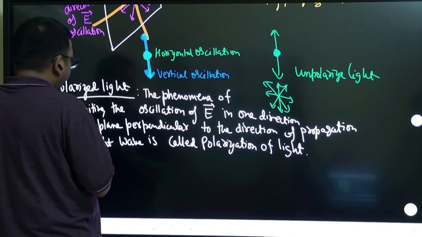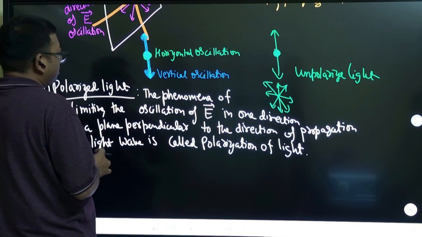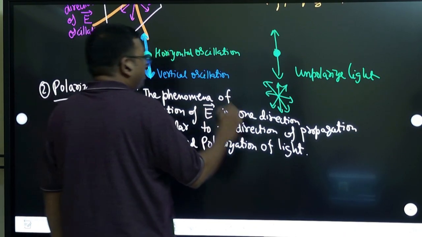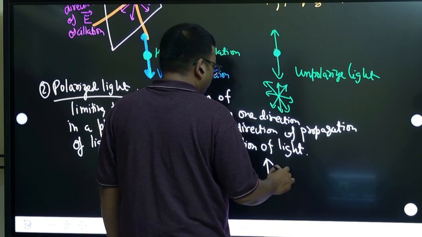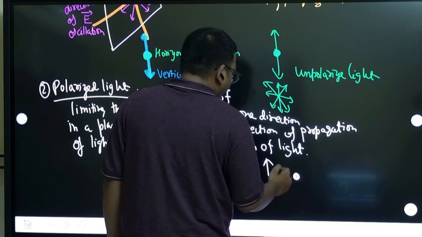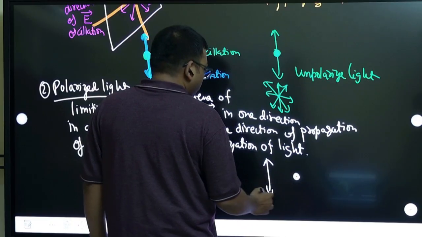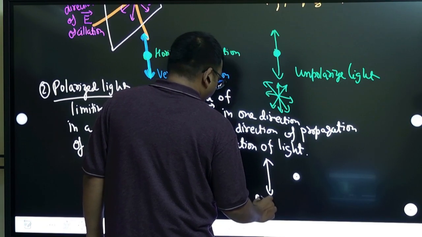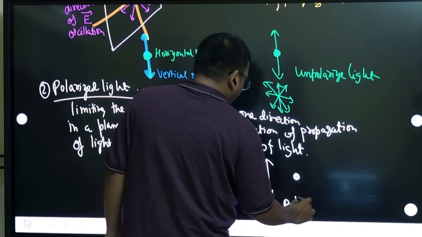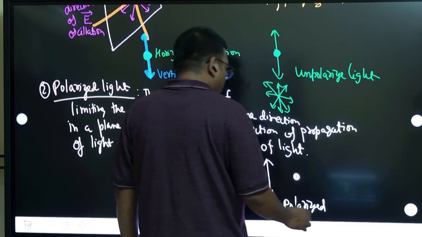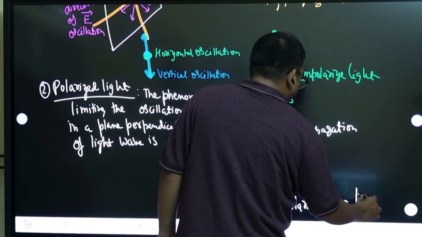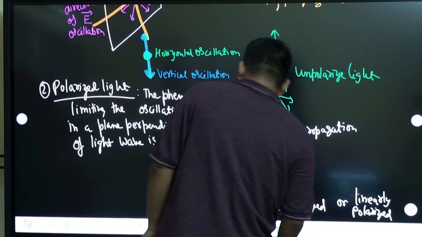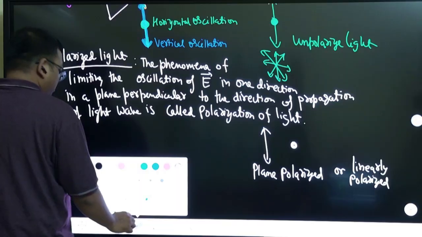Right. So this is what is polarization of light. Polarization of light means if you limit, for example, suppose this is unpolarized light, and after passing through some material, it becomes like this, or it becomes like this. Vibration is only happening in vertical or horizontal. So this type of light representation is called plane polarized, or it is also called linearly polarized light.